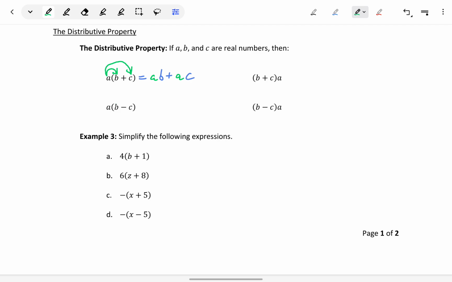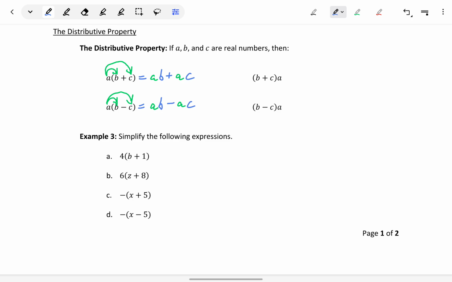If we have something similar, but we have A times the quantity B minus C, the distributive property still tells us that we can take that value A and distribute it through, multiply it by each of those values. So in this case, we would end up with A times B minus A times C. So whether we have a plus or a minus, the sign of those numbers just remains.